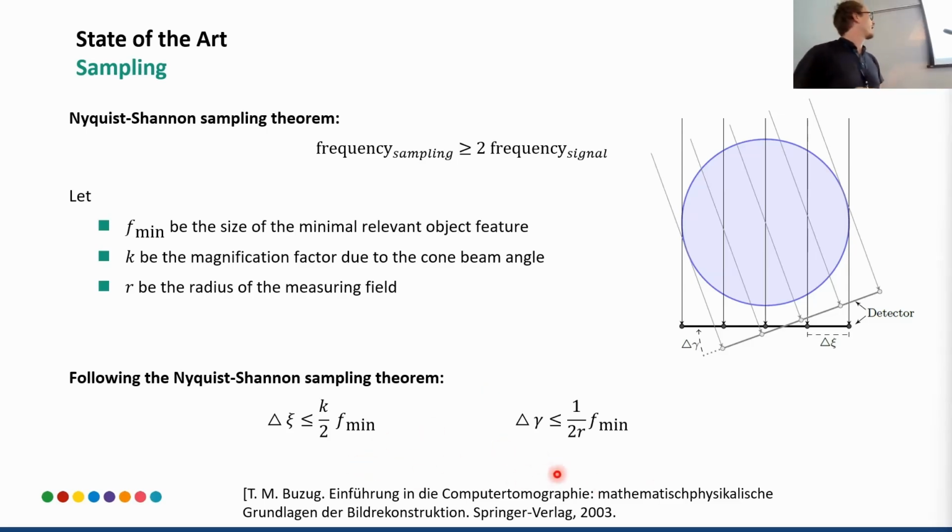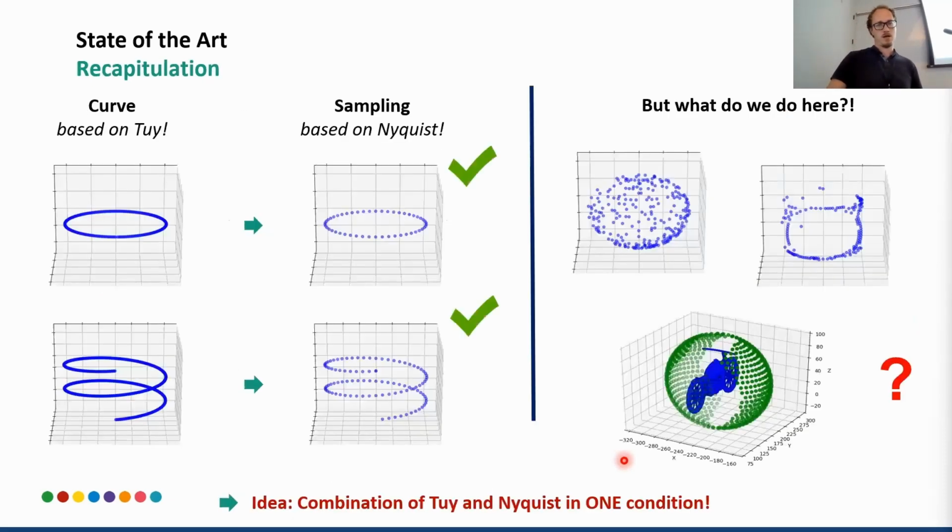I do not have the time to go more into detail. For example, here's the source. The spatial sampling, the size of the pixel, needs to be smaller than K/2 times the size of the minimal relevant object feature. And for the angular sampling, it needs to be smaller than 1/2R times the size of the minimal relevant object feature. So that's, yeah, good.